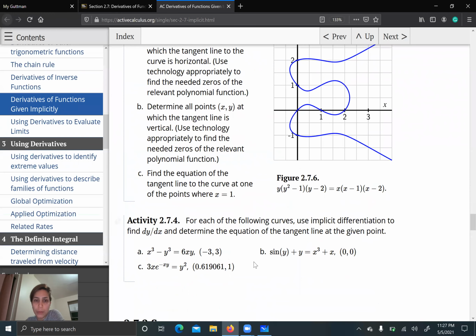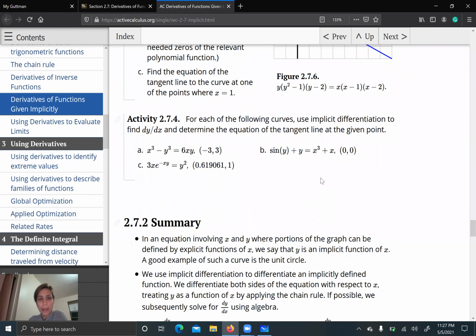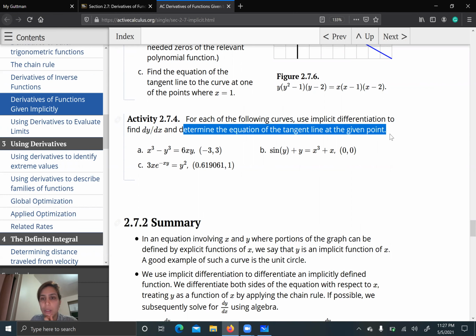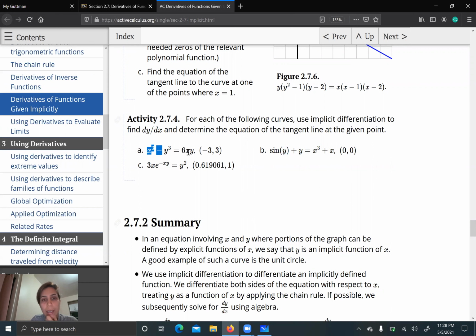I recommend you look at the other activity. Maybe I'll show you a couple more examples, and then that would be all about implicit differentiation. So here it says, for each of the following curves, use implicit differentiation to find the derivative of y with respect to x and determine the equation of the tangent line at the given point. Let me show you B, because I think we already did a couple of examples similar to A, but we haven't done something like B.